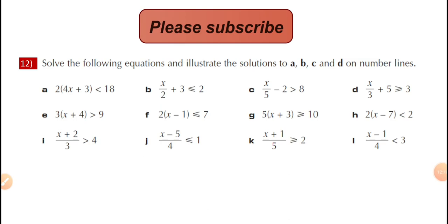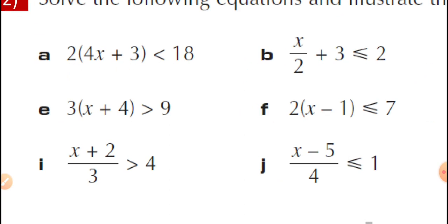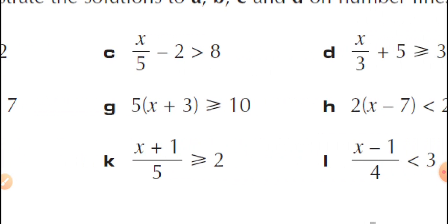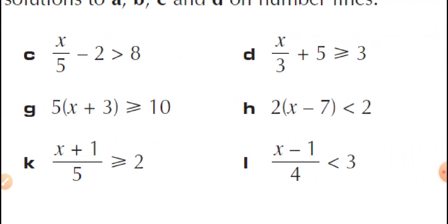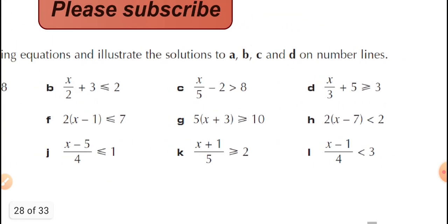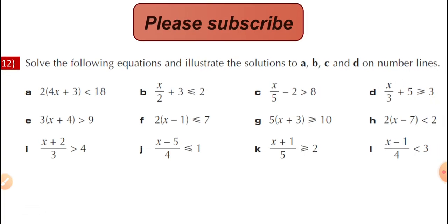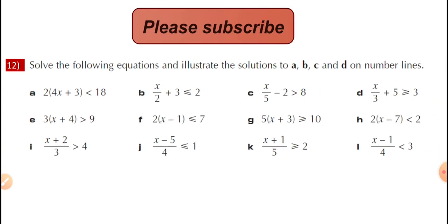I'd like you now to try the following 12 questions. In case it's not big enough, I'll make it a bit bigger. So here are the first 6 questions. Pause it and try those questions. And here are the other 6. So the question is, solve the following equations and illustrate the solutions to A, B, C and D on number lines. So try that by yourself, and in the next clip I'll go through the questions one by one.